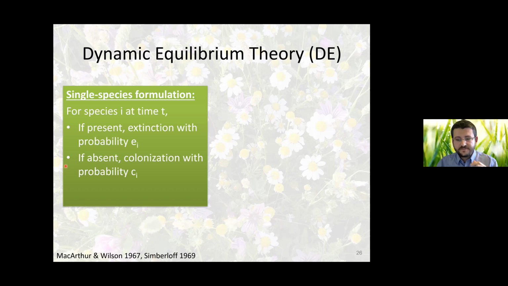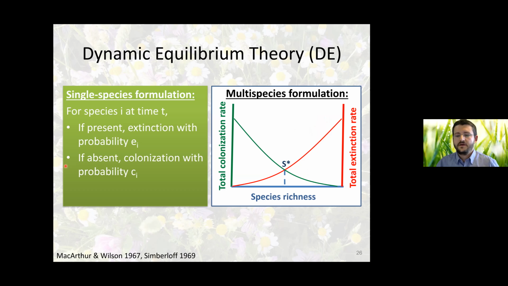Now, if you have many species playing according to this game, then we get the famous curves of species richness versus total colonization and extinction. And as most of us have learned in our intro to ecology, when there are lots of species, then total colonization is low, total extinction is high, and species richness returns back to its equilibrium.